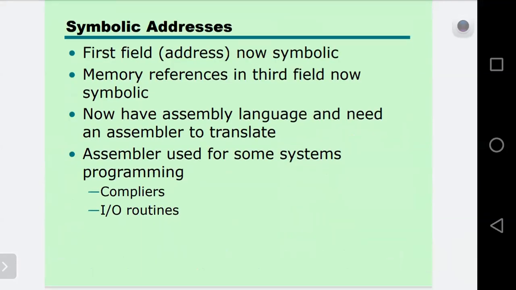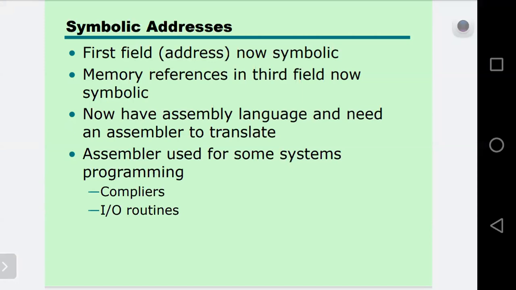So how can we simplify our programming design? Binary is not good, hexadecimal is not good. Then the third form is symbolic addresses. What we can do in symbolic addresses is use the first field, the addresses, now symbolic. Memory references in the third field are now symbolic. Now you have assembly language and need an assembler to translate.